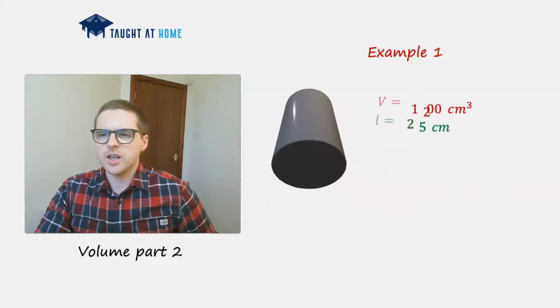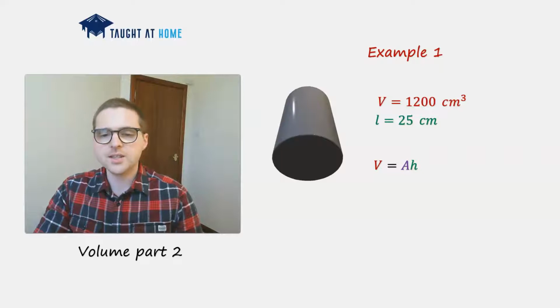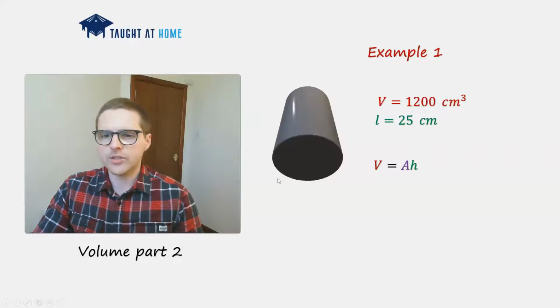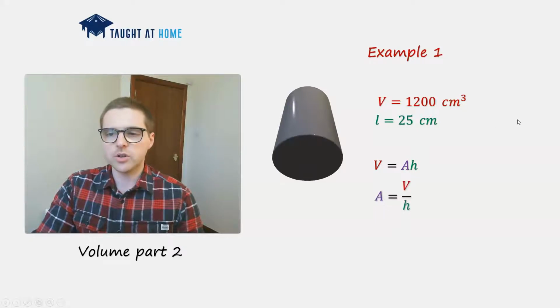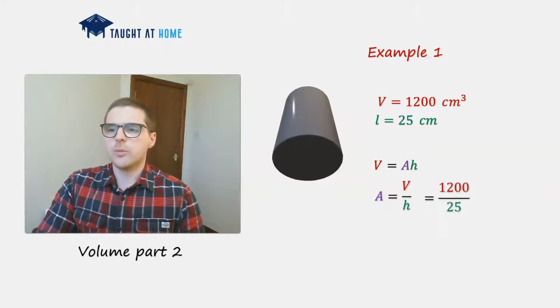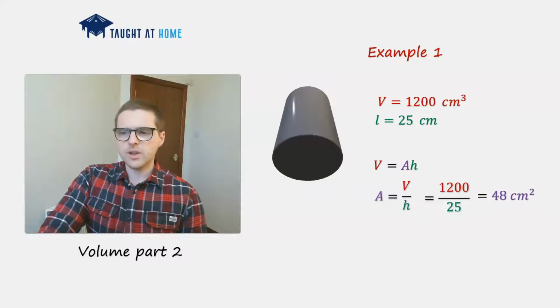So the way we do this is we know the volume is equal to the area of the cylinder, so the circular area, multiplied by its length, or in this case the height. So we can rearrange this formula to give us the area, and it will be area is equal to the volume divided by the height. We know the volume and we know the height, so we can plug those in and we get 48 centimeters squared.